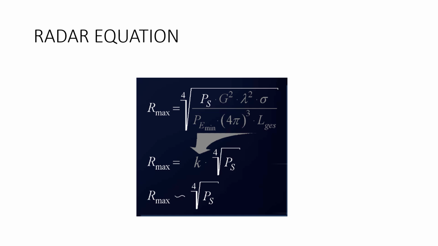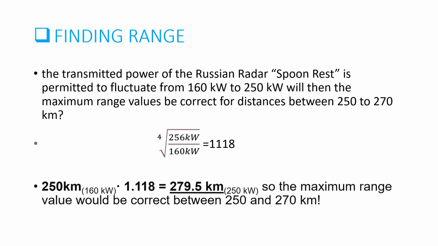For finding the maximum range of the radar, simplifying the radar equation and keeping all the other parameters constant, we get the relationship between the transmitting power and the range, which is R max is directly proportional to the fourth root of the power emitted by the antenna. So here is the numerical on finding the maximum range of the radar. You can go through this numerical. How we calculate the maximum range of the radar, we can get to know by knowing the maximum power emitted by the antenna.